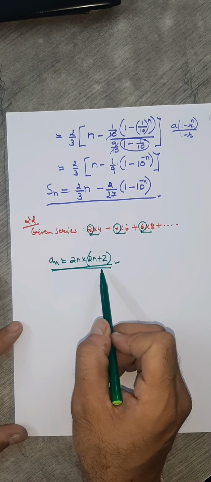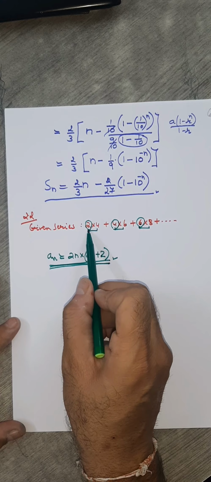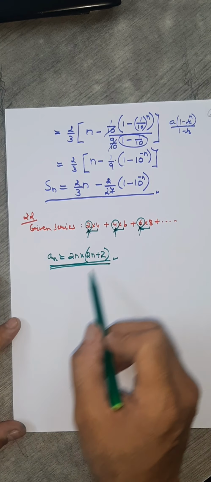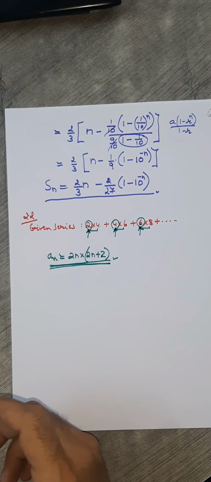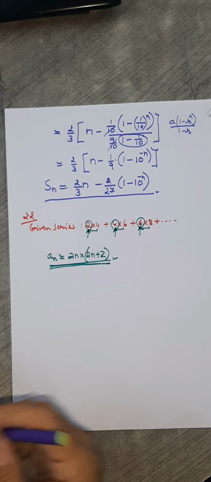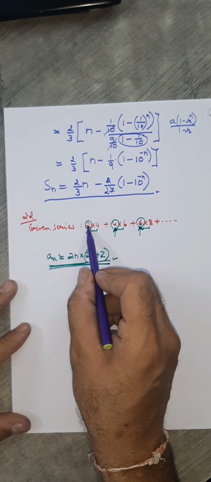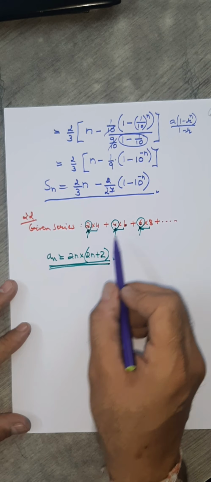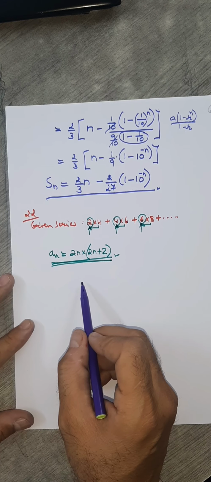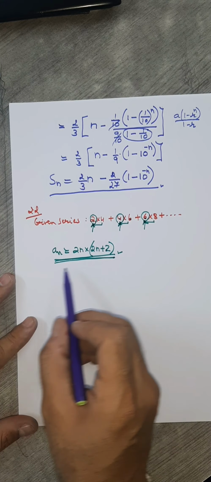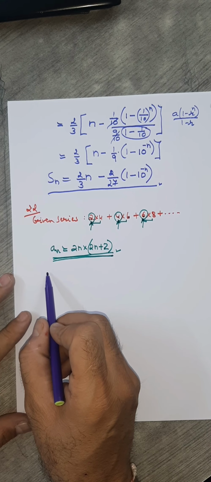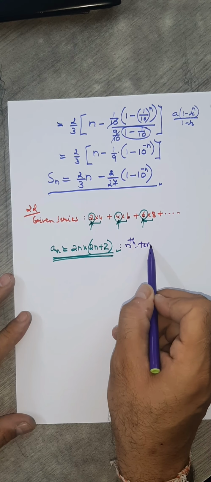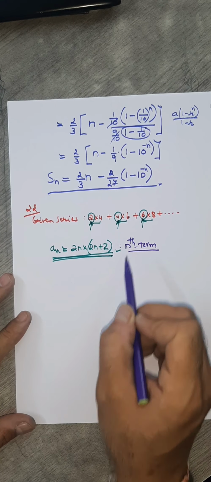How we wrote this? Just by observing. I repeat, this is 2, 4, 6. What are these? Even numbers. Even numbers means 2n. Now what about the next number? 4 is this number plus 2. 6 is this number plus 2. So what I did? This number plus 2. Now once you do this, you can answer for any number of terms. This is the nth term. This is a general formula.